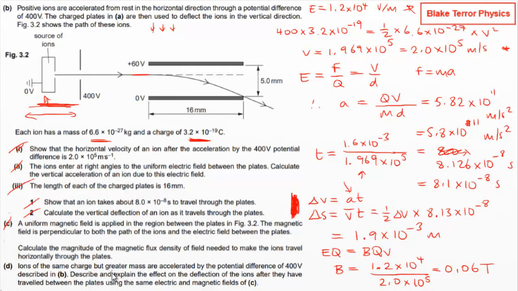Ions of the same charge but greater mass are accelerated by the potential difference of 400 volts described in B. Right, okay, so we've got heavier stuff. Describe and explain the effect on the deflection of the ions after they've traveled between the plates using the same electric and magnetic fields. Right, let's take this onto a new screen just to have enough space to go through all of this.